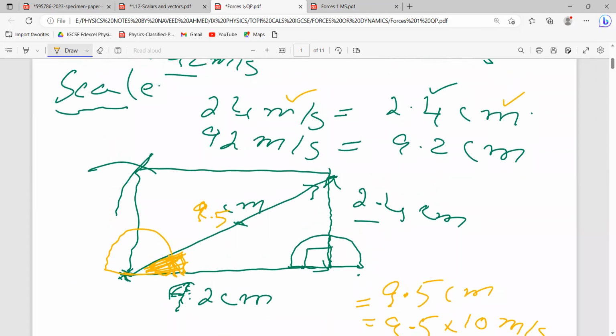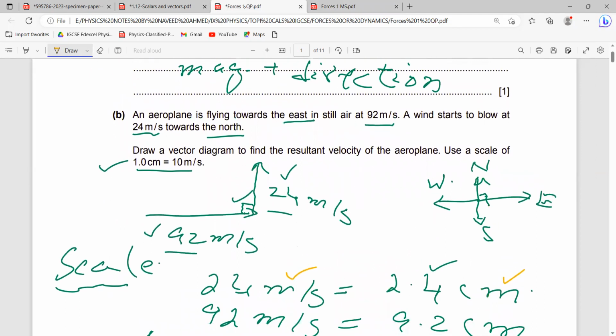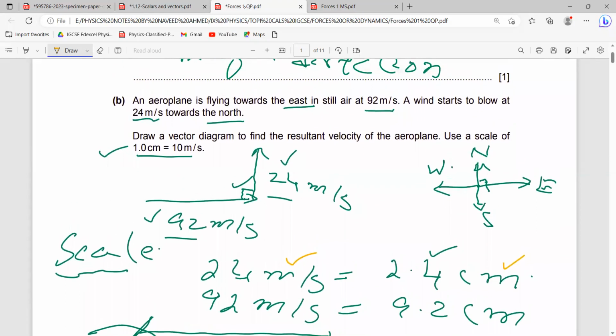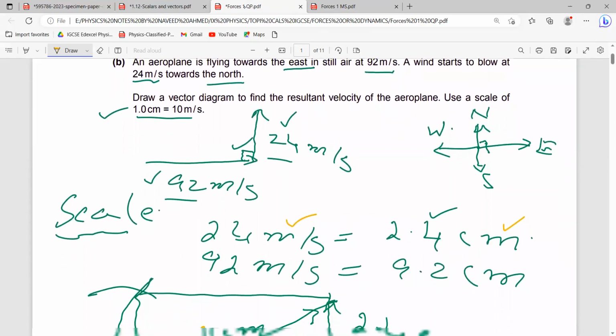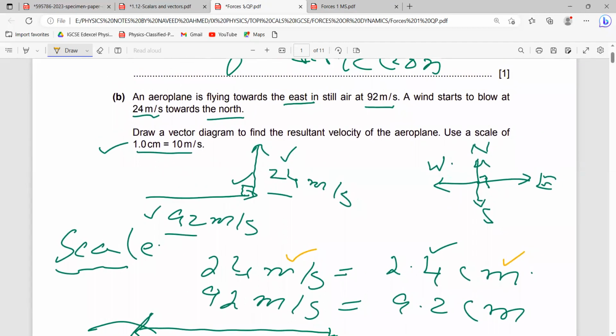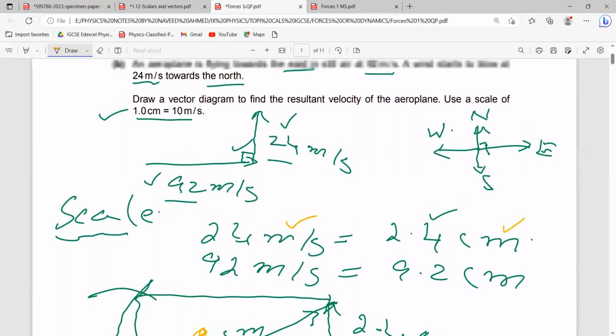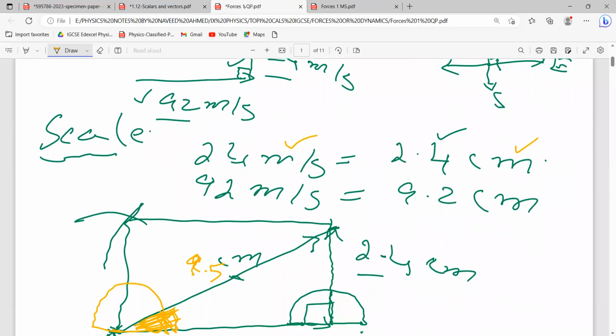मैं अभी इसका एक क्विक ओवरव्यू आपको दोबारा दे देता हूँ। सबसे पहले स्टेप में आपने क्या किया कि आपने स्केल जो सिलेक्ट था उसके मुताबिक क्वांटिटीज को कन्वर्ट किया। 24 मीटर पर सेकेंड को 2.4 सेंटीमीटर में, 92 मीटर पर सेकेंड वेलोसिटी को 9.2 सेंटीमीटर में, because scale was given 1 centimeter is supposed to be 10 meter per second.